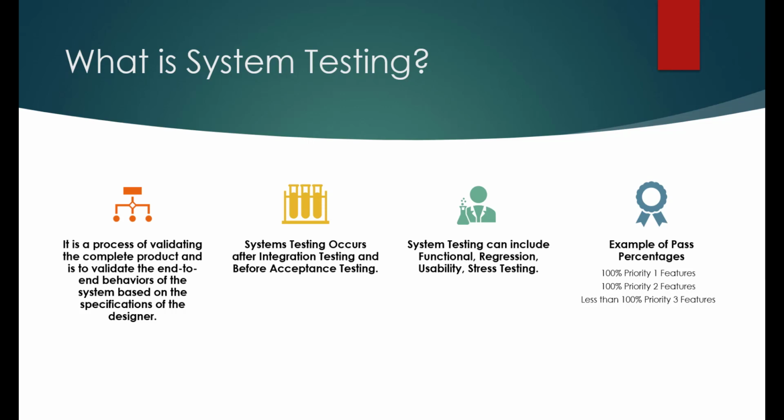It is essentially validating the end-to-end product behavior and seeing if the system is functioning based on the specifications from the designer. Additionally, some certain percentage of those tests should pass. I recommend having 100% of your priority 1 and priority 2 features pass, and then you can work it out with the product owner with something less than 100% passing.